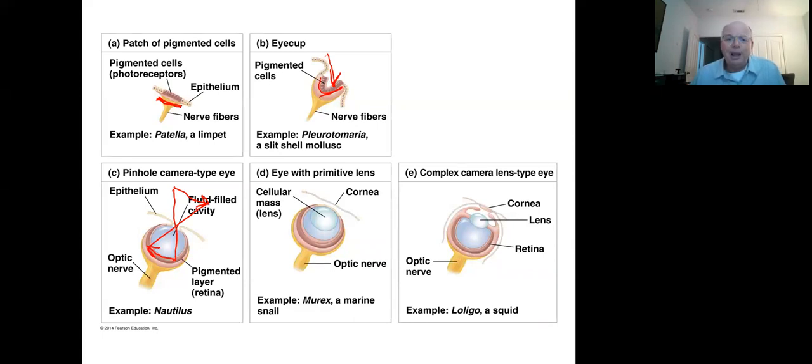Now, if you want to form sharper images, a lens would be beneficial because now you can specifically bend the light to form the image. But if the lens is inflexible, it limits the range of distances over which you're going to get sharp images, but nonetheless, you can get sharper images because you've got a lens now bending the light in a specific fashion to form the image on the back of the eye on the retina. So the murexes have an eye like this, and so they can see more sharply defined images because they've got a lens.